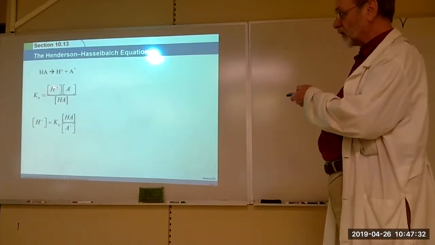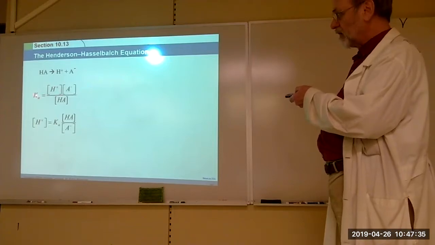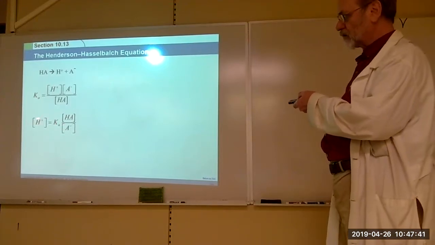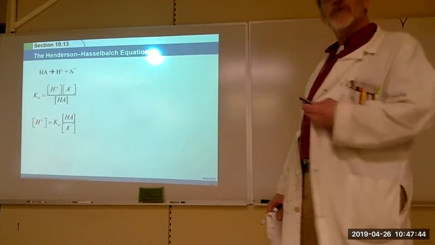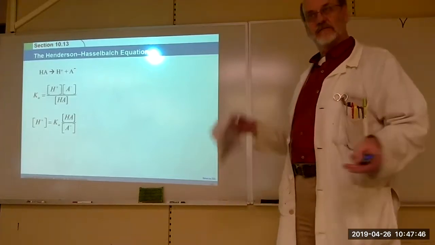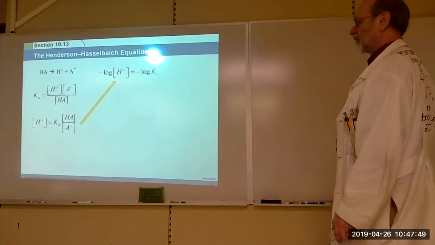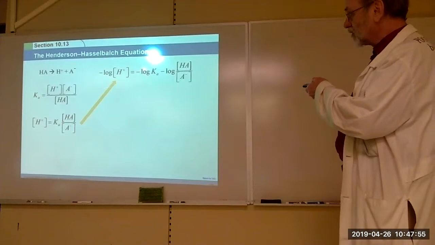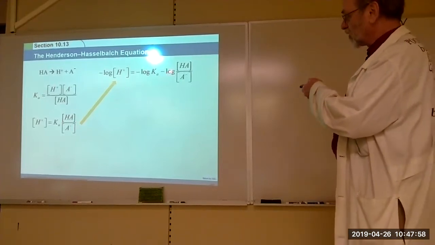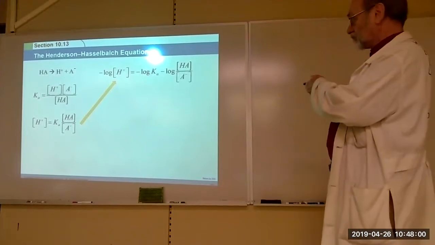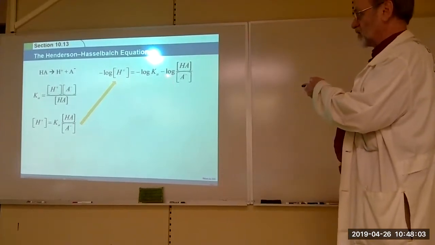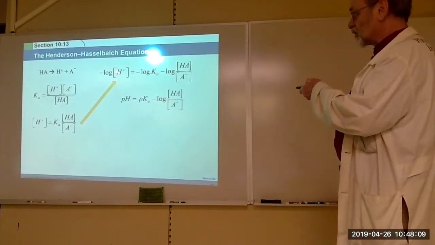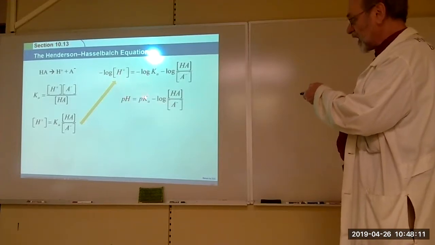So first we solve for this one. So that means this one times this one divided by that one right here equals this one. Now that we've got hydrogen ions on one side, we can take the negative log of everything. So the negative log of this one equals the negative log of that one plus the negative log of this one, right? That's our log transformation. Okay? So this one is pH by definition. This one's pKa by definition.